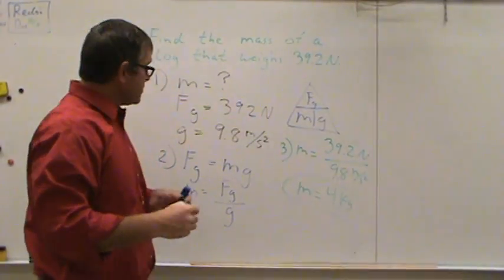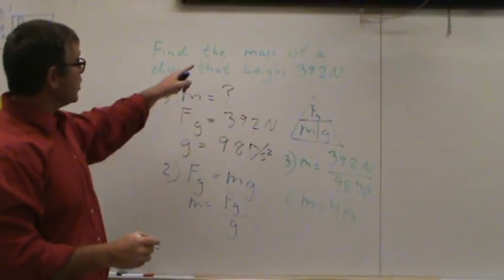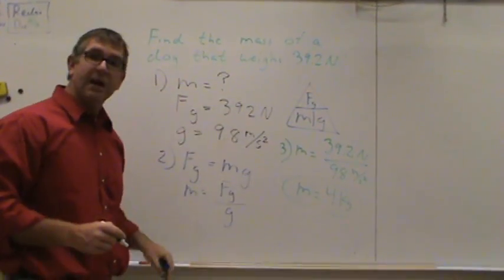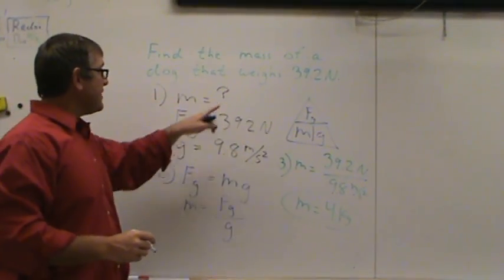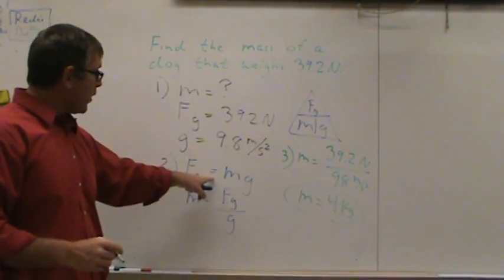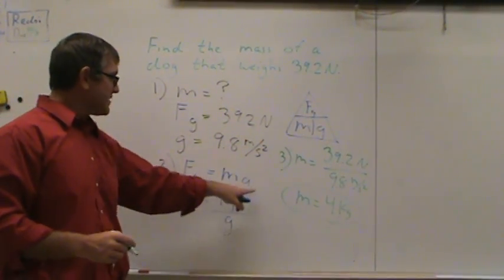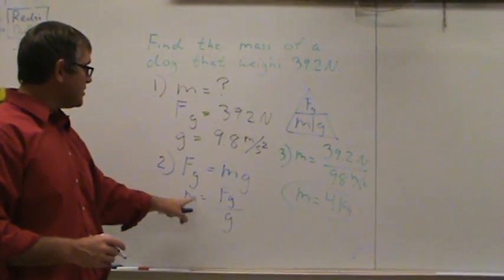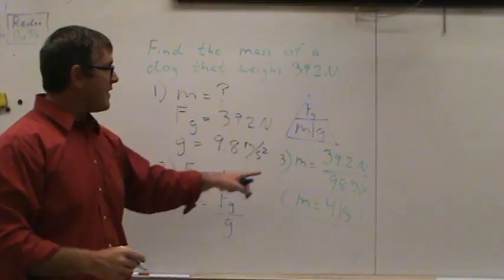kilograms. Just to go through this again, we're looking for the mass of a dog that weighs, force of gravity, 39.2 newtons. Gravity, even though it's not in the story problem, is 9.8 meters per second squared. We find the equation that relates weight, mass, and gravity. Doing the triangle trick or algebra, we get to where mass equals the force of gravity over gravity, and then we plug and chug.